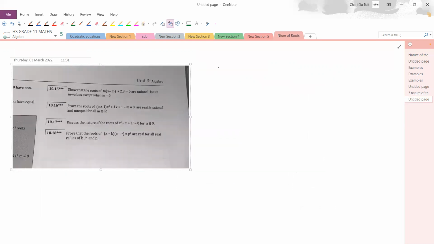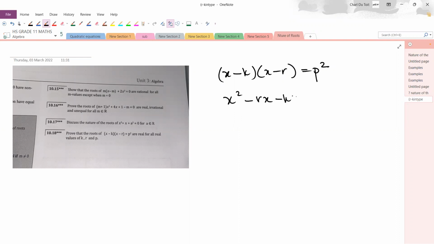Okay, so now they give this last sum: (x minus r)(x minus k) equals b squared. There's one more thing we have to do after this: you must prove that the roots are real for all values. I'm going to multiply that out. x squared minus rx minus kx plus rk minus b squared is 0.